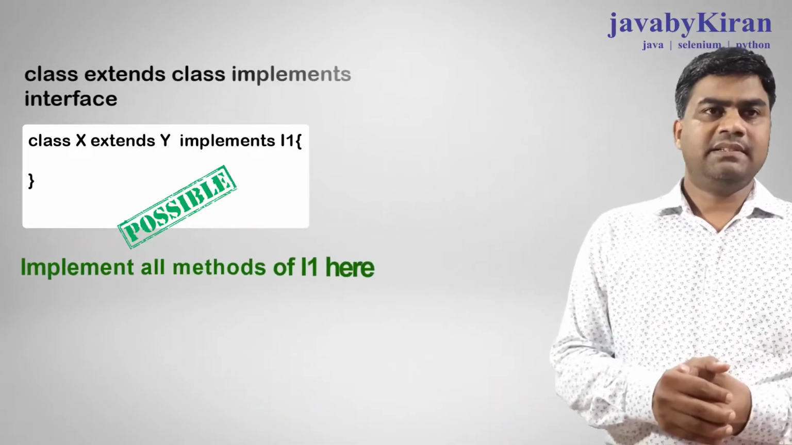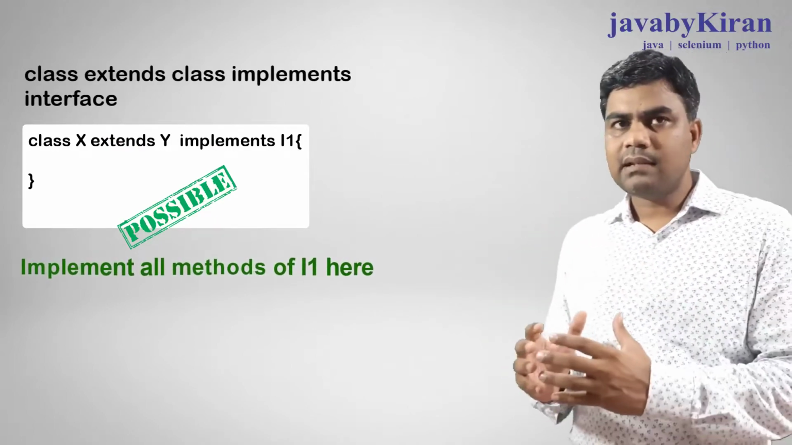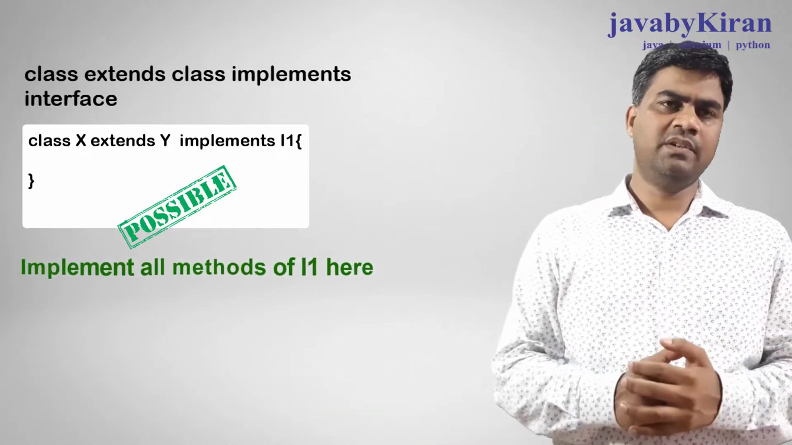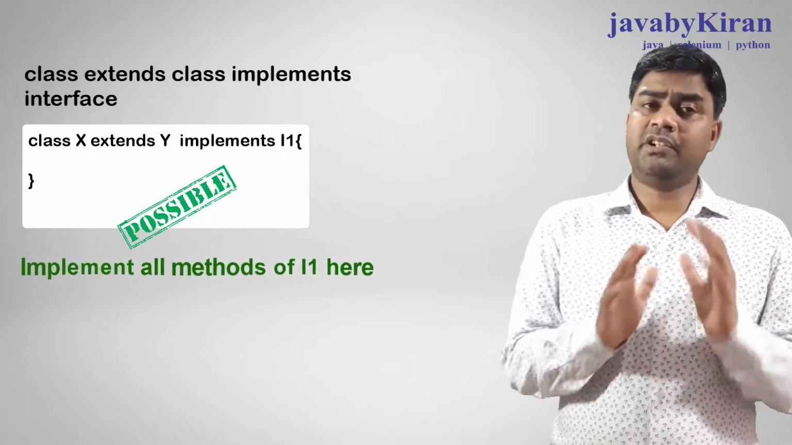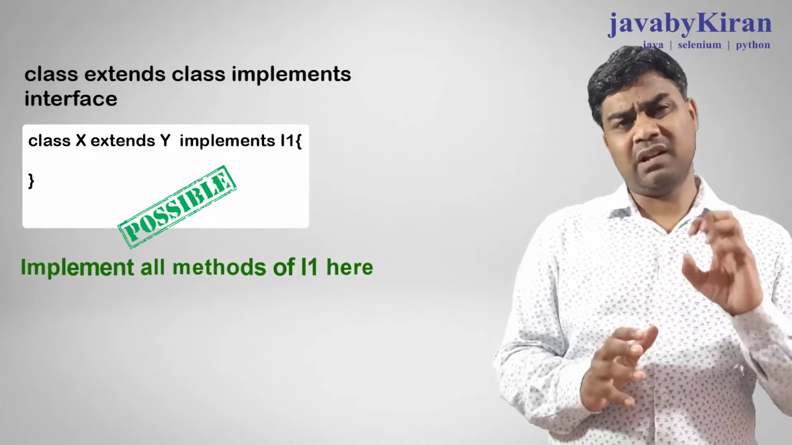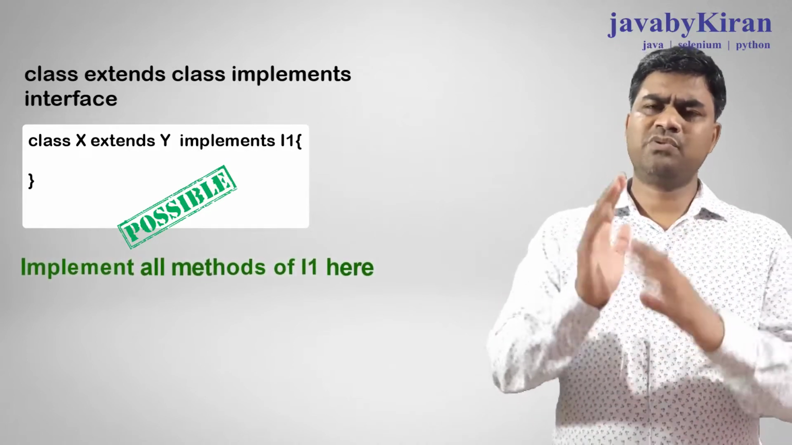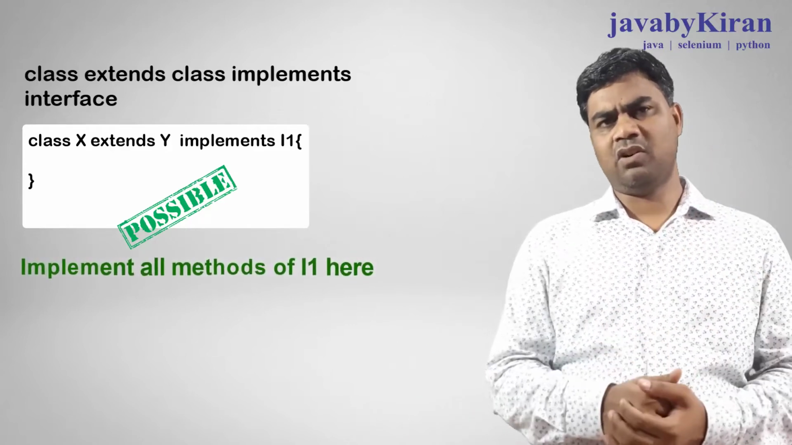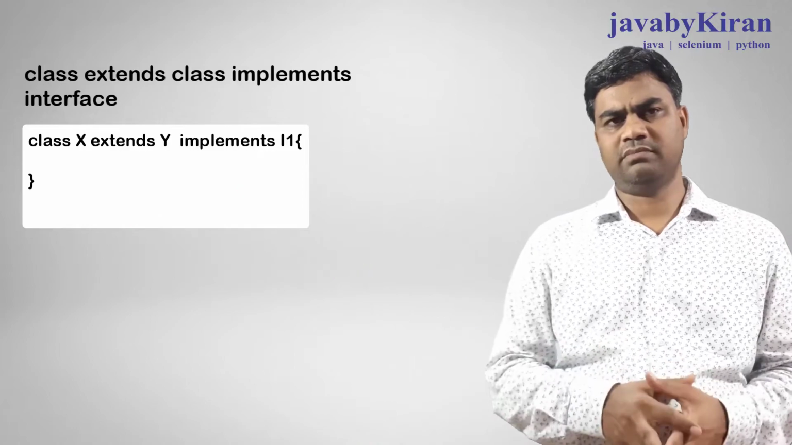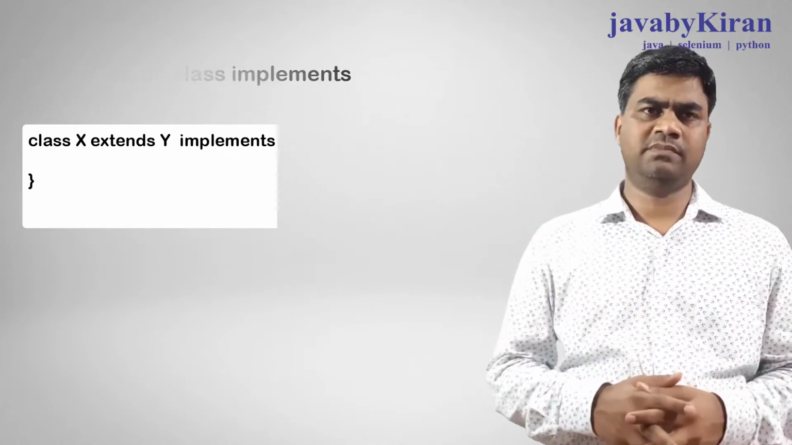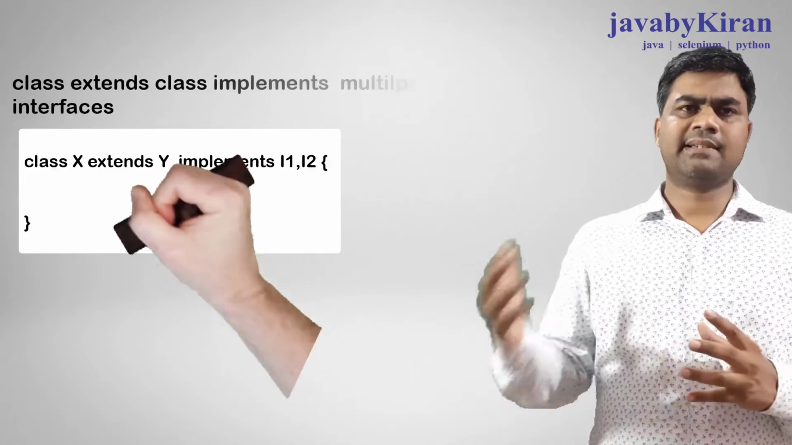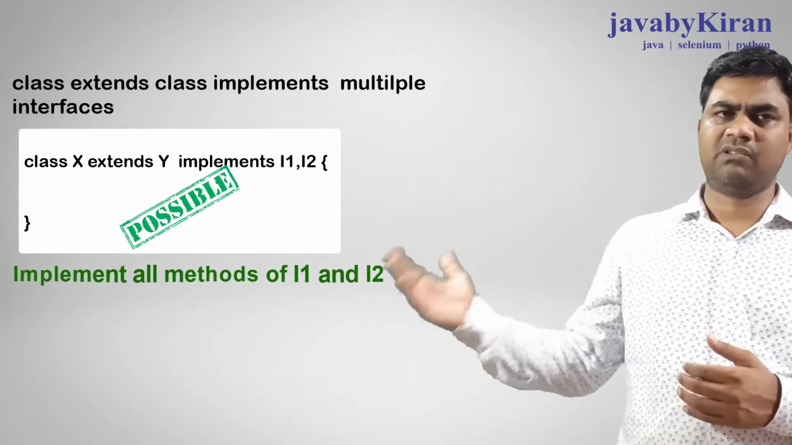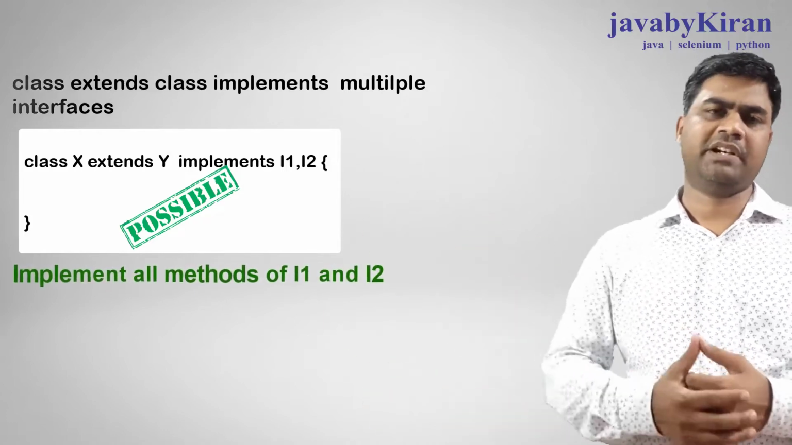Next example you can see, class extends class and implements interface. See here, class X is there, then I have class Y, which is implementing I1. Here don't get mixed up with class Y and I1. Y should do its work, I1 should do its work. In class X, you must implement all methods of I1. There is no option. This combination is possible. Next combination, class extends class and implements multiple interfaces. Perfect, it's possible. So you can see here, X, Y, both are classes, but implementing I1 and I2. Perfect, no problem.